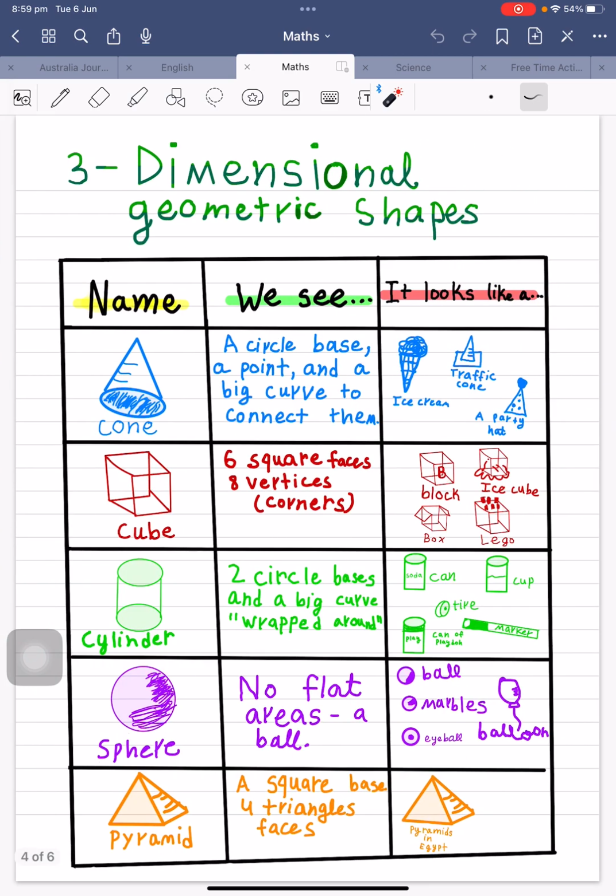And here we have the three-dimensional geometric shapes. So there's cone, a circle base, a point, and a big curve to connect them. And then basically it looks like an ice cream cone, traffic cone, and party hat. And then there's cube, cylinder, sphere, and pyramid.